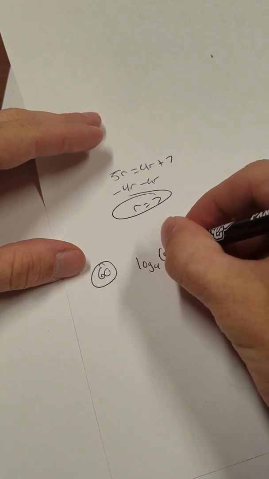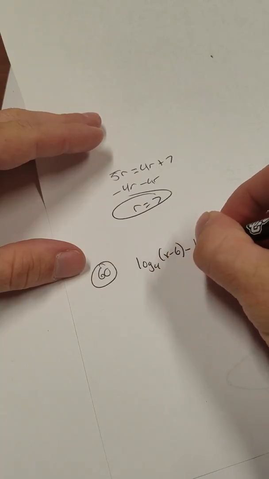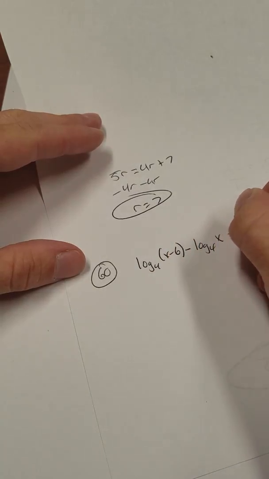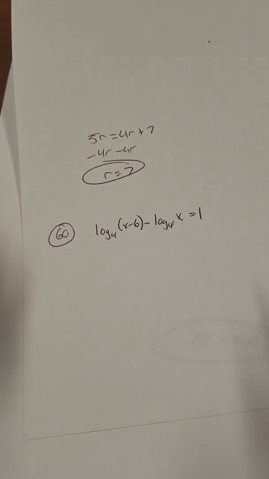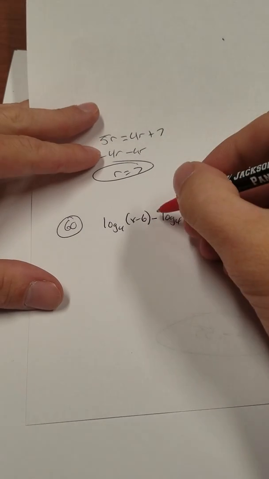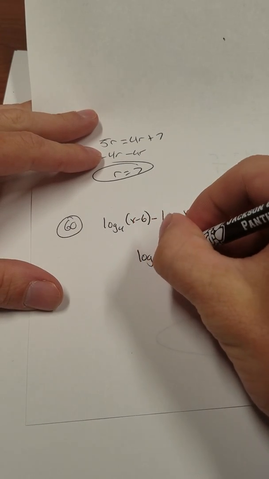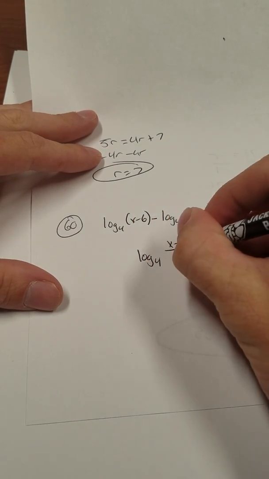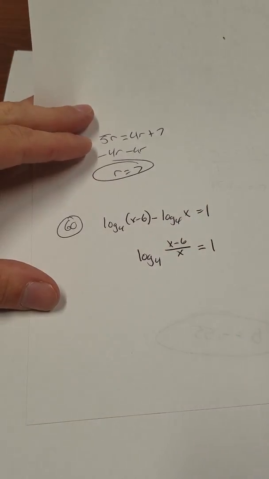60. Log base 4 of x minus 6, minus log base 4 of x equals 1. Now, a lot of things going on here. With condensing logs, you remember that if you subtract, you have to divide. So I'm going to divide these. Log base 4 of x minus 6 over x equals 1.